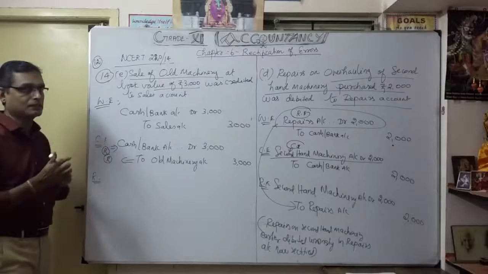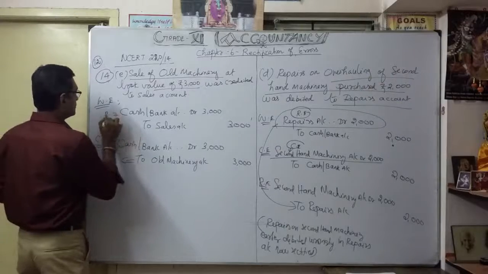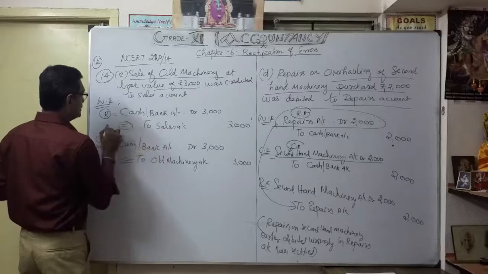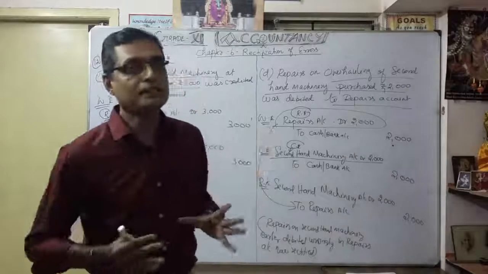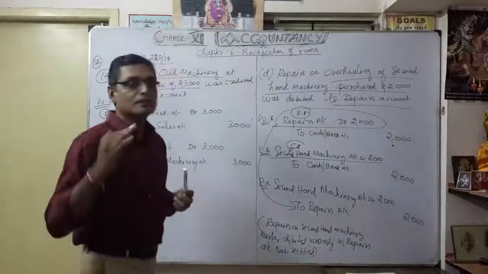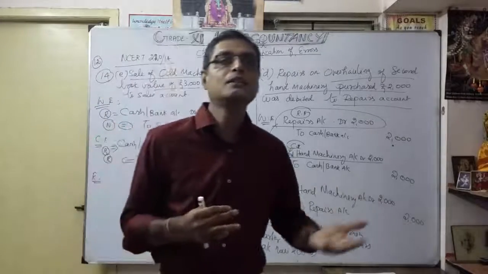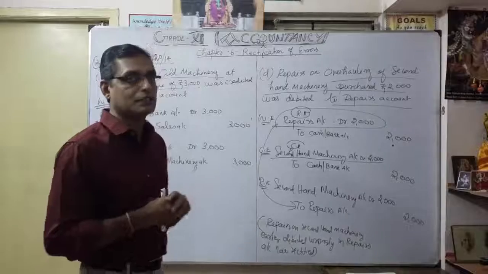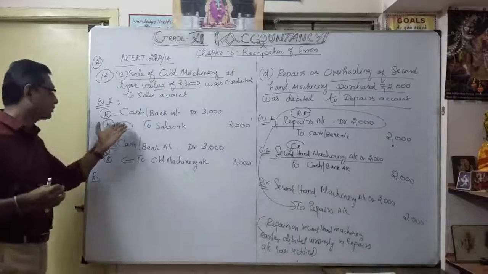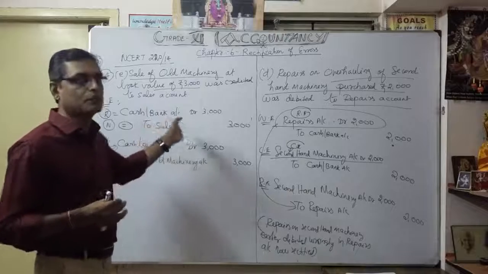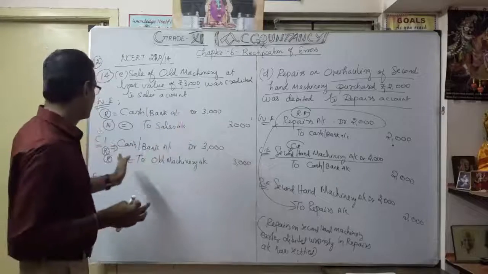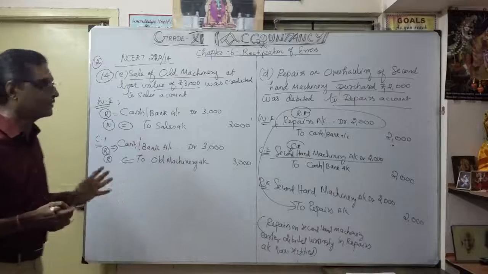But here, what happened? This is a real account, and this is a nominal account, isn't it? The form of income. We did not get money in the form of income. We got money by selling our old machinery. Now understood? This is an error of principle. If you do it like this, our approach is totally wrong. We treated a real account as a nominal account. So, the rectification entry.